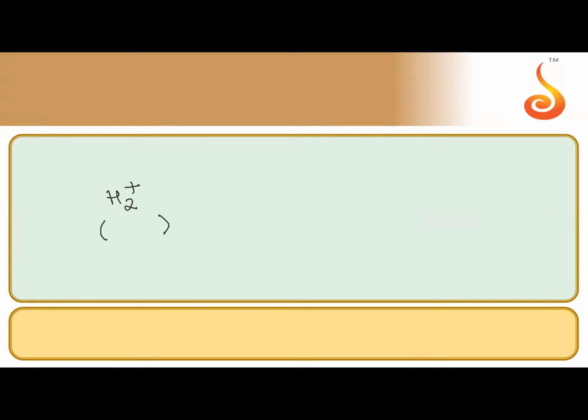Correct. In H2 plus, we had two electrons, but we lost one electron, so we have only one electron. What happened to the configuration now? Sigma 1s 1. That's all. And what is the bond order now?